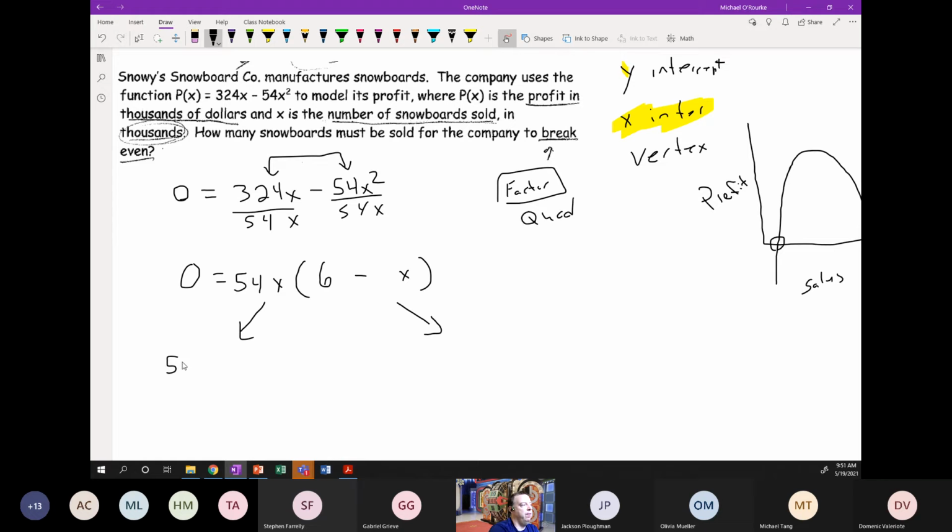So in this case, we get 54x equals 0. So I divide each side by 54. Cancel. That's going to equal 0. So x equals 0. And 6 minus x equals 0. Now I need a positive x. I'm actually going to take that over there. 6 equals x. I'm going to wait for everyone to catch up.